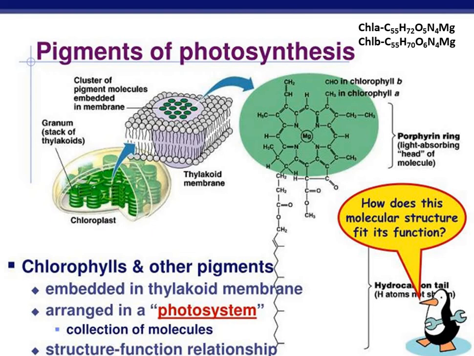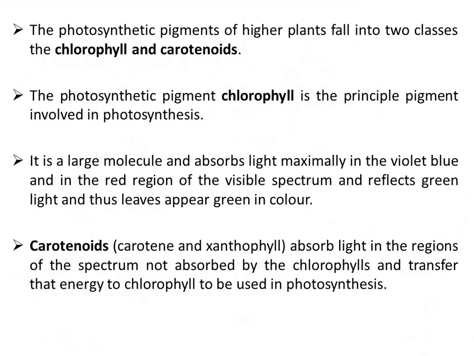So these are the structures of the photosynthetic pigments. The photosynthetic pigments of higher plants fall into two major categories, that is chlorophyll and carotenoids. Chlorophyll is the principal pigment involved in photosynthesis. It is a large molecule that absorbs light maximally in the violet, blue and red regions of the visible spectrum and reflects green light, thus leaves appear green in color. Carotenoids, carotene and xanthophyll, absorb light in the regions of the spectrum not absorbed by the chlorophyll molecules and transfer the energy to the chlorophyll to be used for photosynthesis.